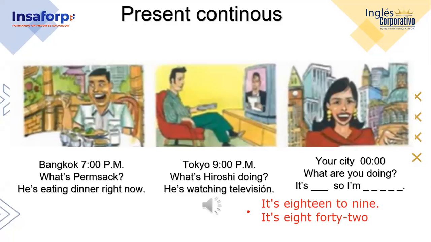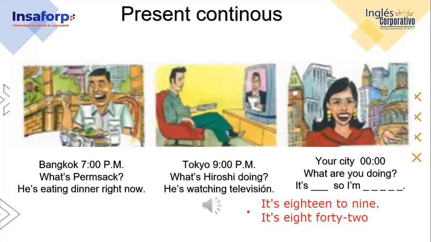Okay. So what's Permsak doing? What's the answer? He's eating dinner right now. So I'm... Teacher, he's eating dinner in our room. Excuse me, Olga, can you please repeat your question? ¿Qué quiere decir so I'm? So I'm. Okay.